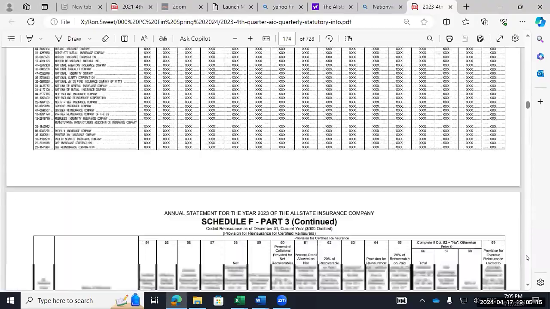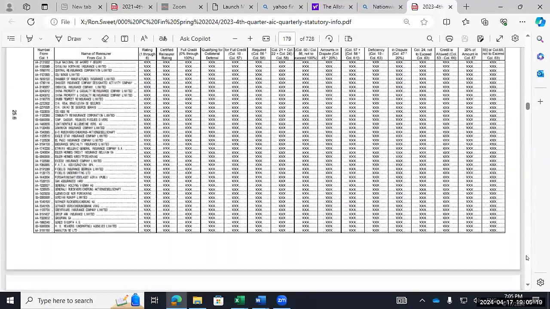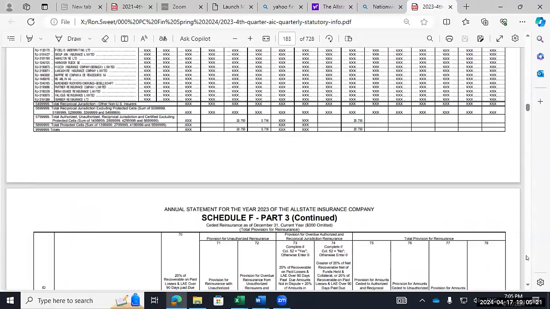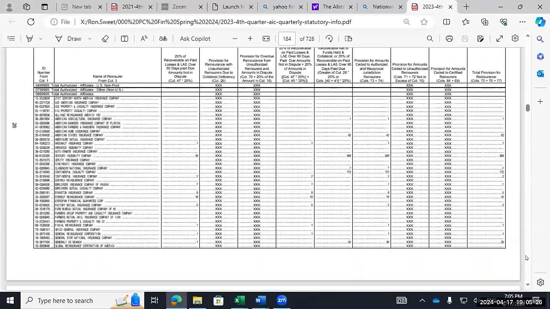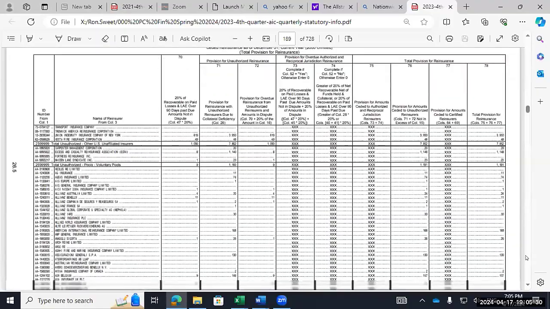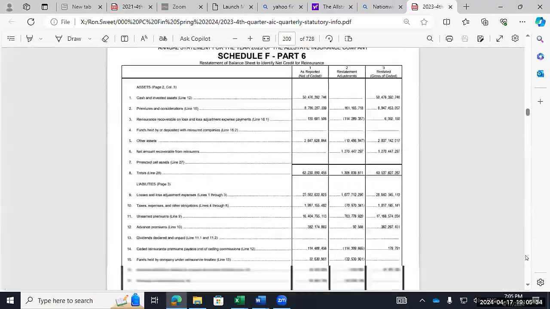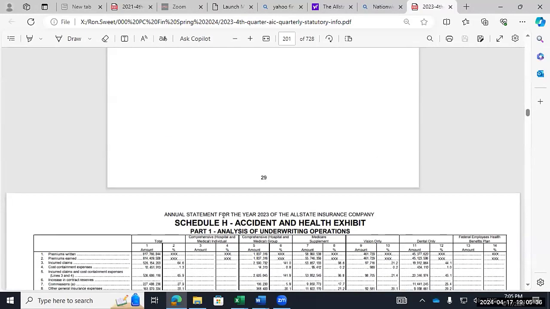I should find one of these statements from the 60s and see if it had all of this detail, because it almost seems impossible, doesn't it, for someone to type this every year? How many typers would you have to have? We're still on Schedule F. Part 6. Then we get to H.